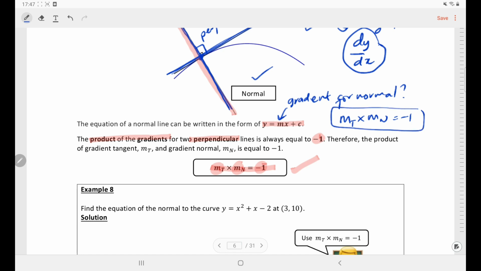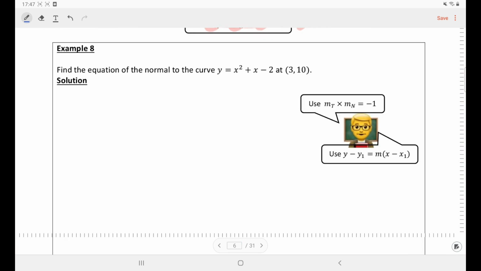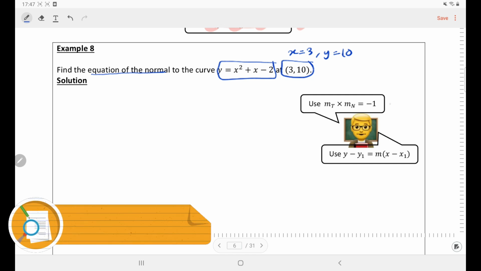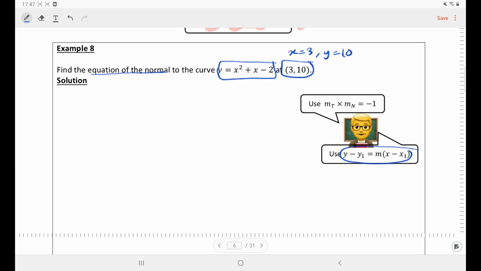Alright, so let's jump into example 8. Kita terus pergi kepada example 8. Soalan nak cari equation of the normal to the curve. Dia akan bagi curve dan dia bagi terus titik. So, kita akan dapat terus x = 3, y kita 10. Alright. So, you can choose either one. You want to use this y = mx + c ataupun you want to use this one. Kan kita ada dua alternative tadi to find the equation of a straight line. Okay, you can choose either one lah.